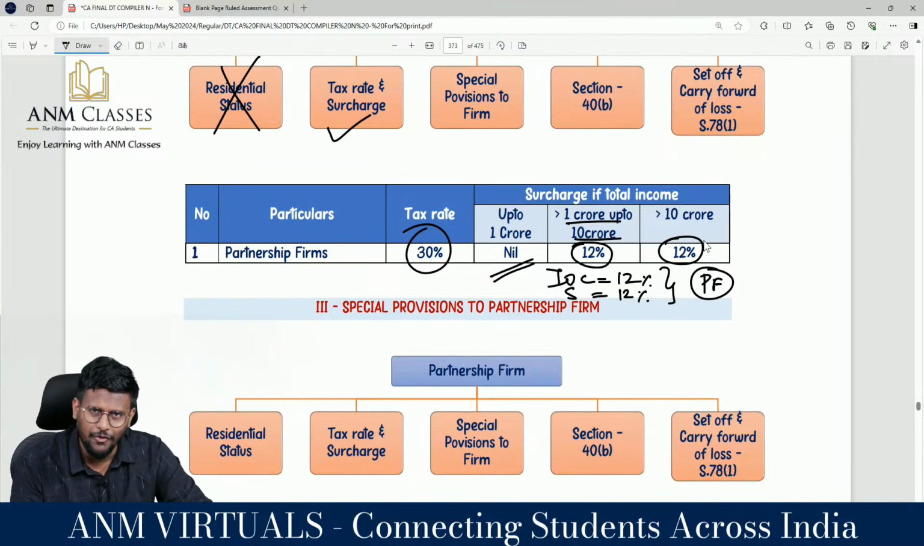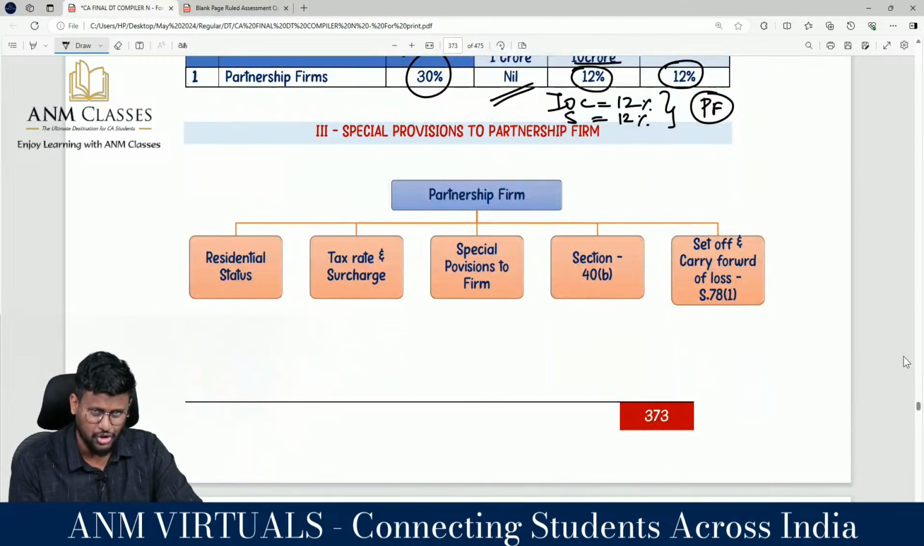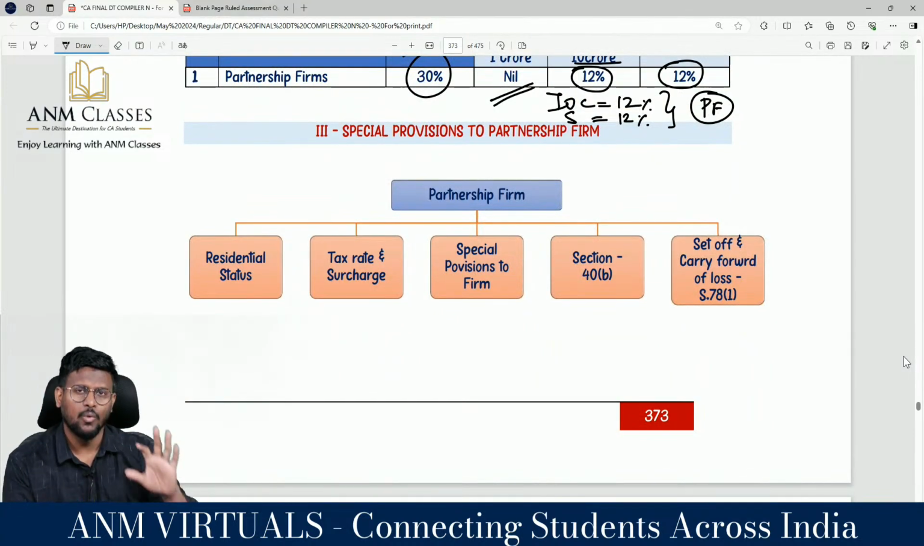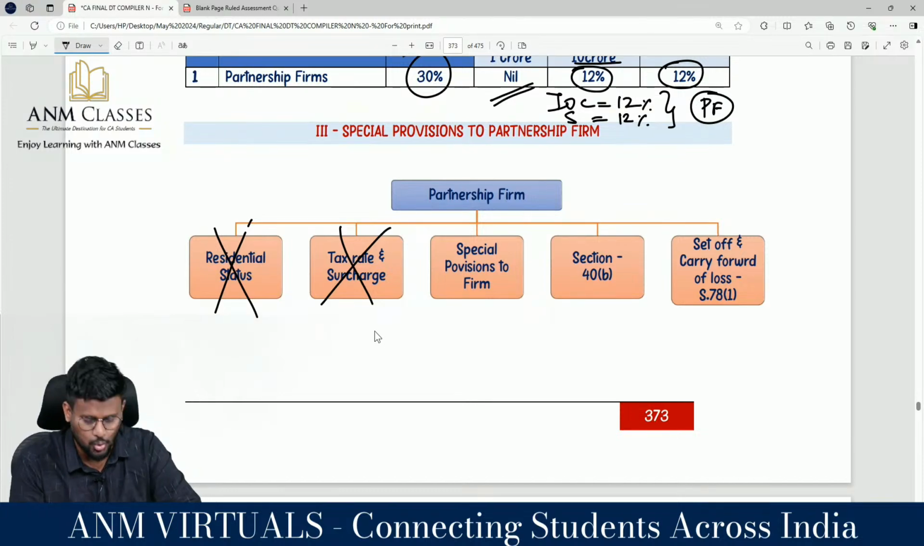So partnership firm and 12% have some connection. Whereas for a company, beyond 1 crore up to 10 crore only 7%. Beyond 10 crore only 12%. But for a partnership firm, from the base, once the total income exceeds 1 crore, we will levy surcharge at the rate of 12%. With that, residential status, tax rate and surcharge also come to an end.